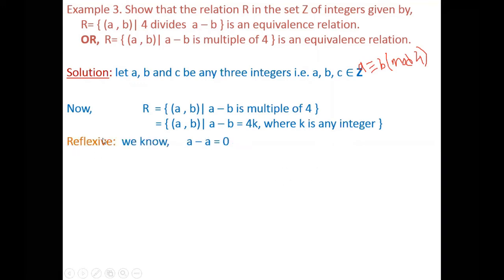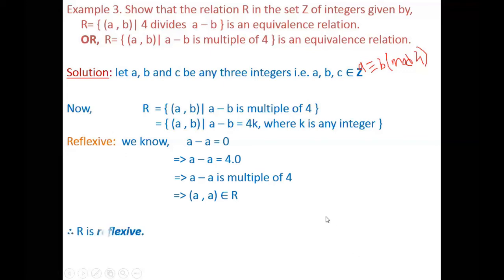Now let us check for reflexivity. We know A minus A is equal to 0. Why am I writing this? Because I have to show (A, A) belongs to R. We know A minus A is equal to 0, and 0 can be written as 4 times 0. So A minus A is a multiple of 4, and if A minus B is a multiple of 4, then (A, B) belongs to R. That's why (A, A) belongs to R. So we have reflexivity, right?